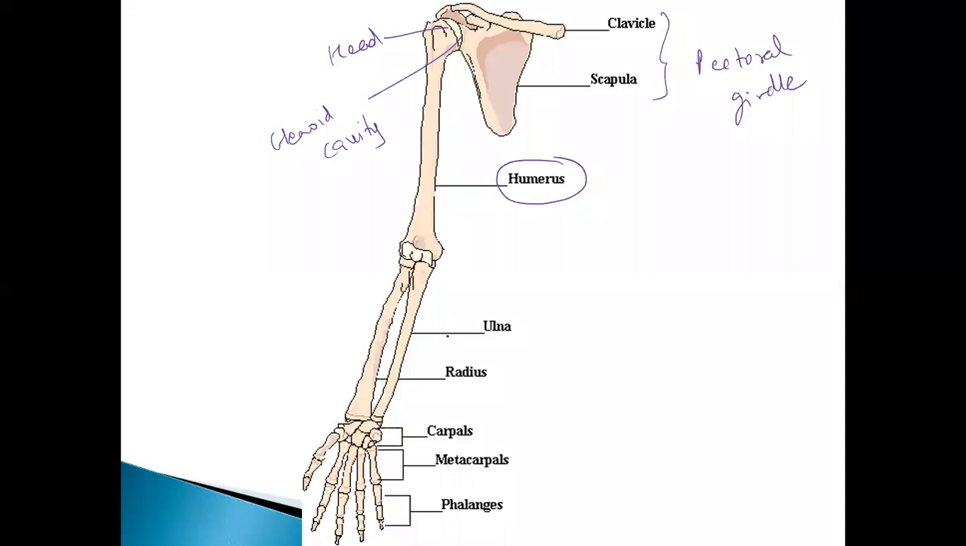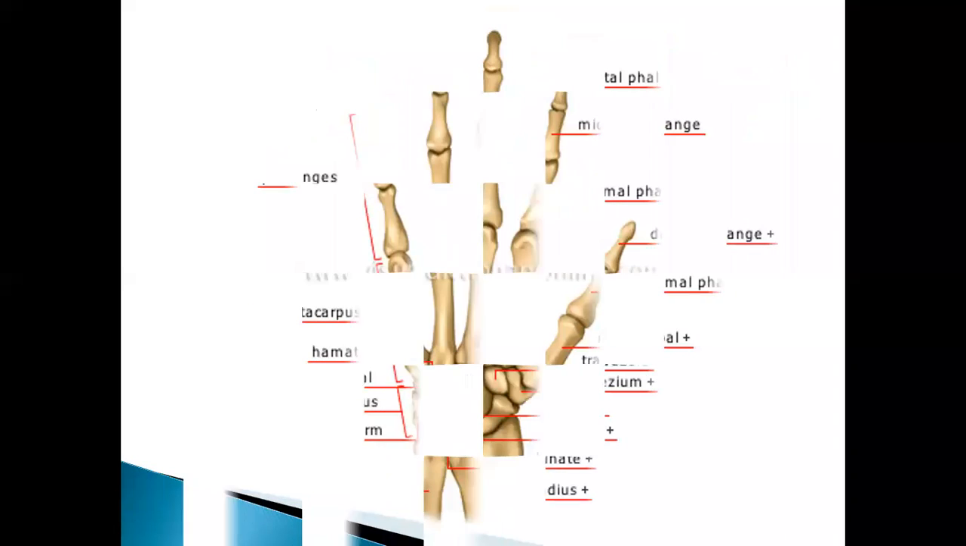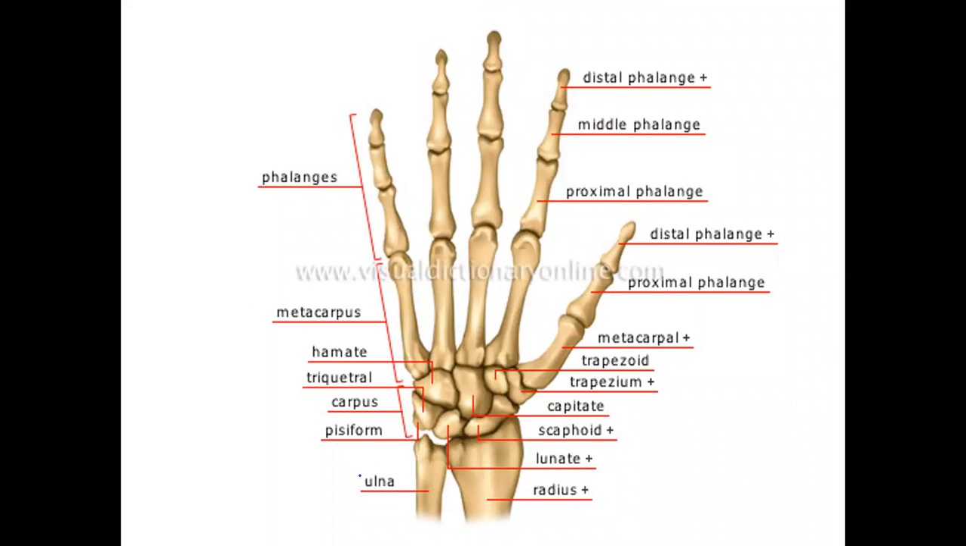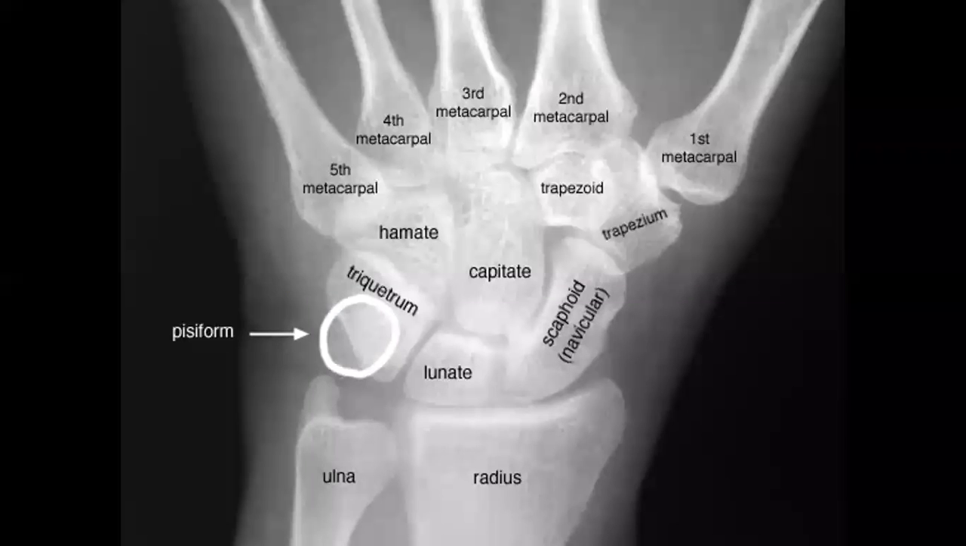Then humerus is there. Then we have the radius and the ulna present. We have carpals, 8 in number. Metacarpals are 5 in number, and phalanges total 14 in number. So this is the hand bone. Phalanges, carpals, metacarpals. These are all the names of the bones. So we have ulna and radius. The carpal bones are pisiform, triquetral, hamate, lunate, scaphoid, capitate, trapezium, trapezoid. These are all the names given. And we have metacarpals and the phalanges.